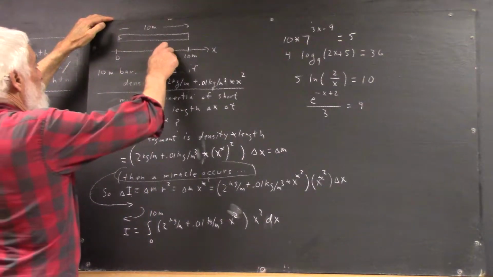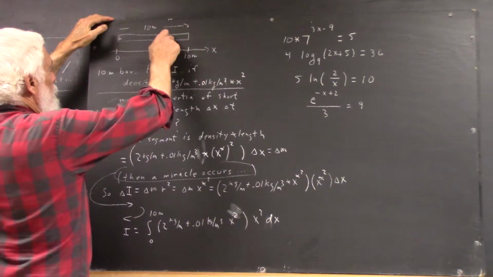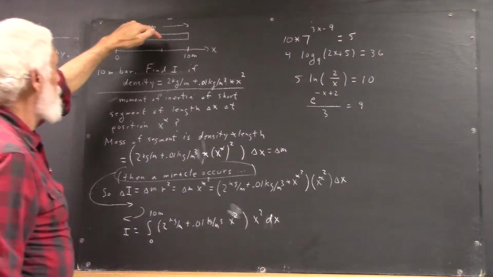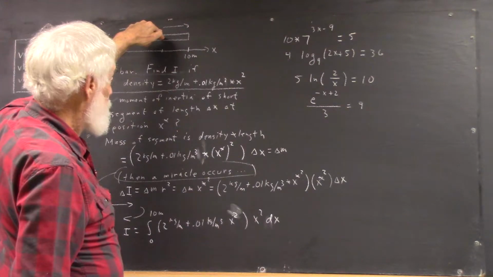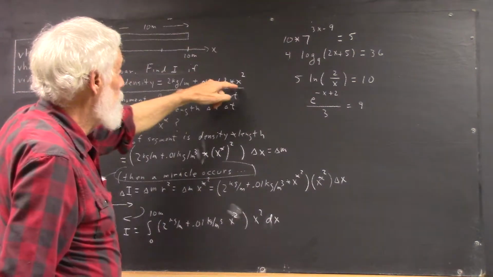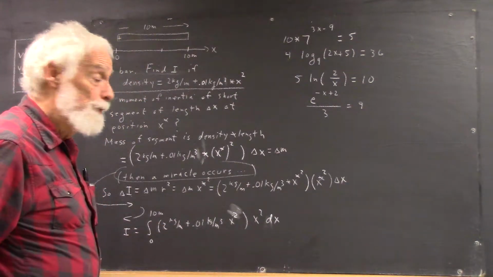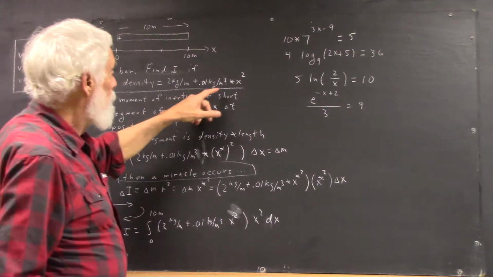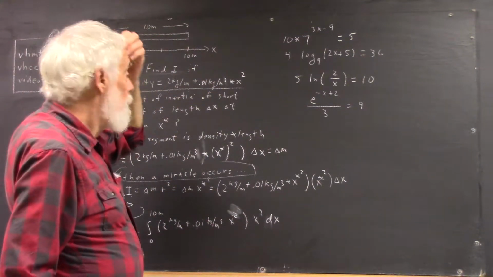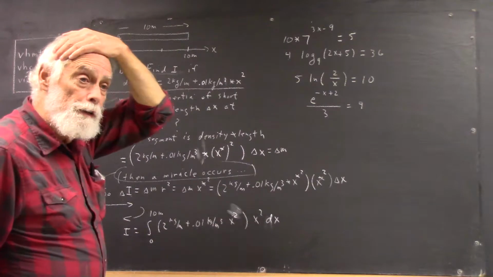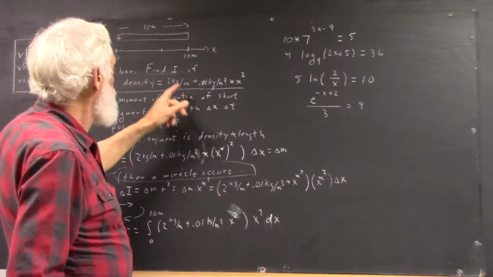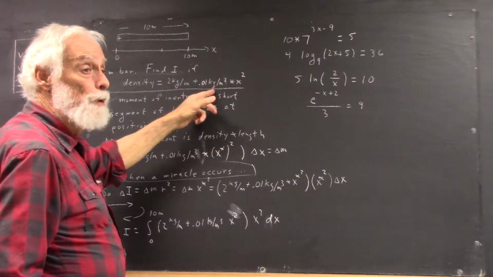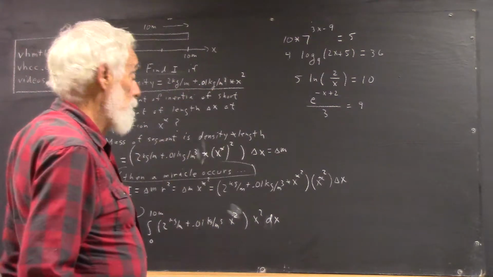So if x is here, then we calculate the density here, okay? So if that's at 7 meters, let's say, if we square 7 meters, we get 49 meters squared. Multiply that by 0.01 kilogram per meter cubed, we get 0.49 kilogram per meter. So our density at this point would be 2 kilograms per meter plus 0.49 kilograms per meter.